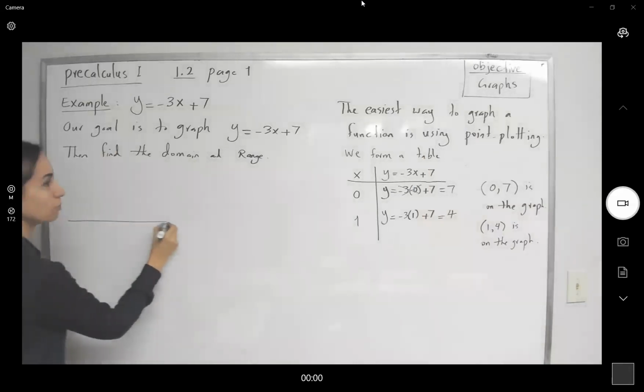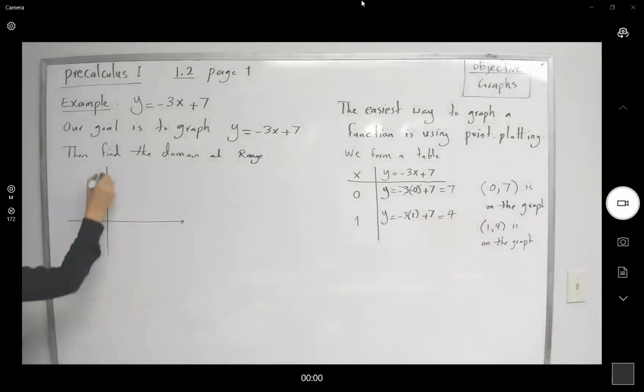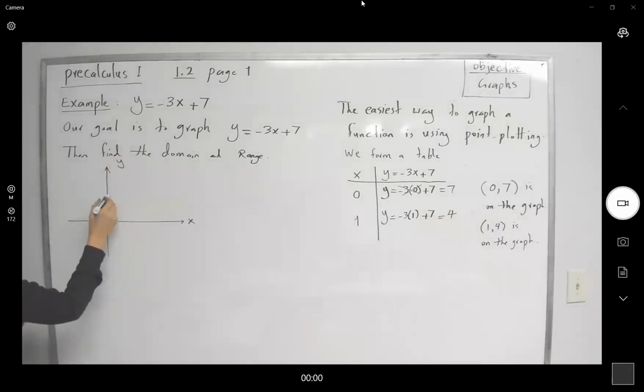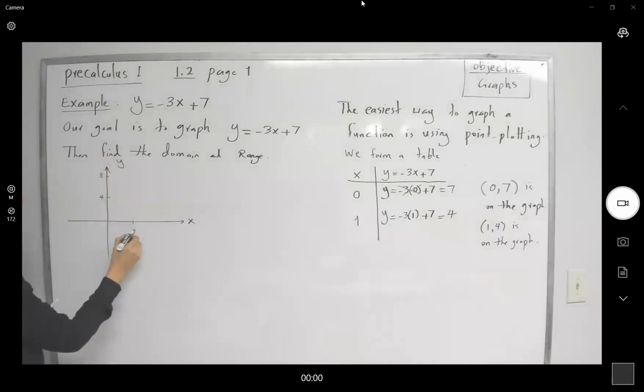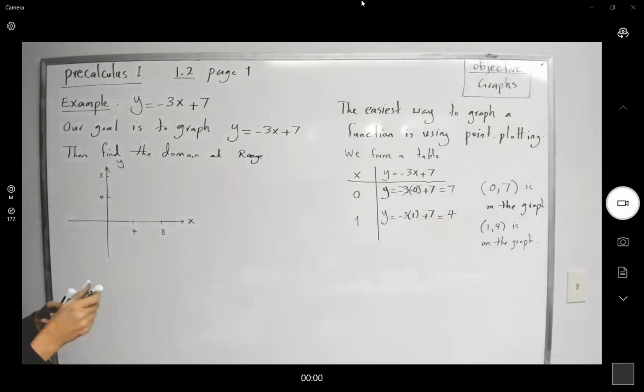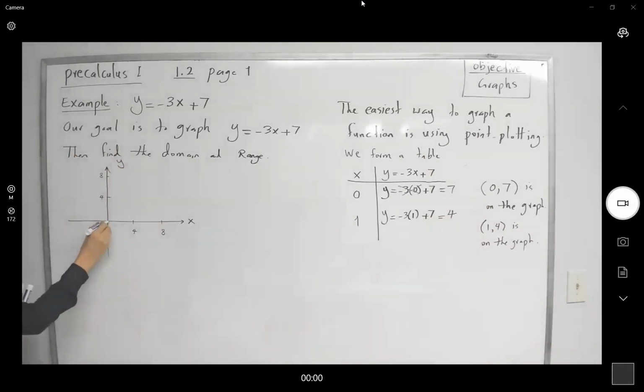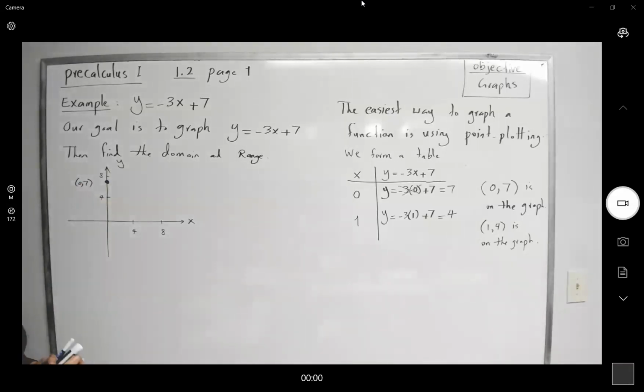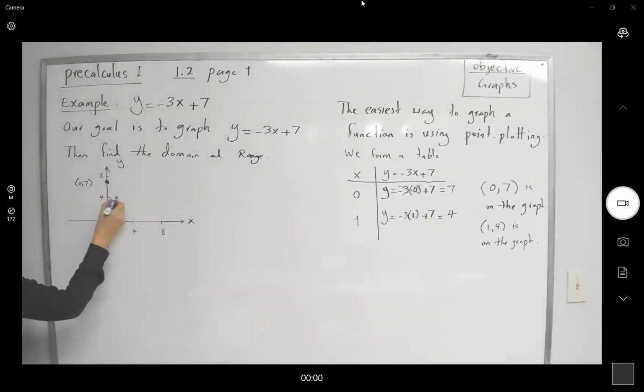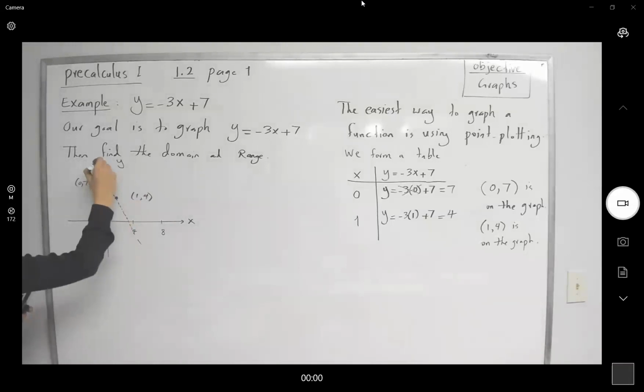So here we have 2 points, your x-axis, your y-axis, and let's label these. Here you have 0 and 7, starting from the origin, moving 7 units up, 0 and 7, and then here you have 1 and 4, 1 and 4, this is your second point. And then as you can see, if you connect these 2 points, you have your graph of this function.